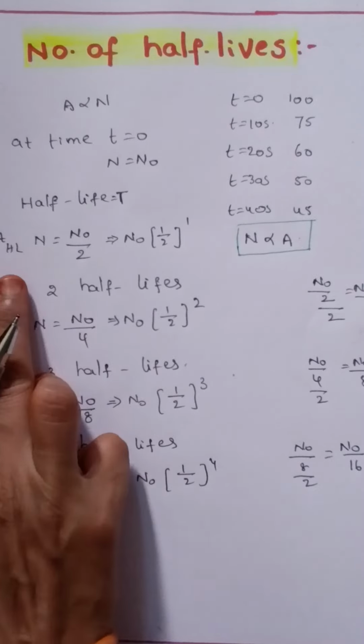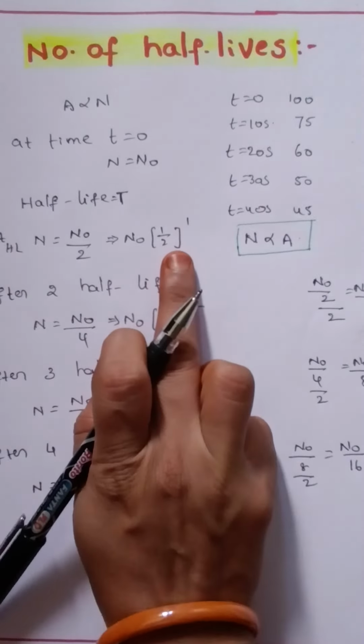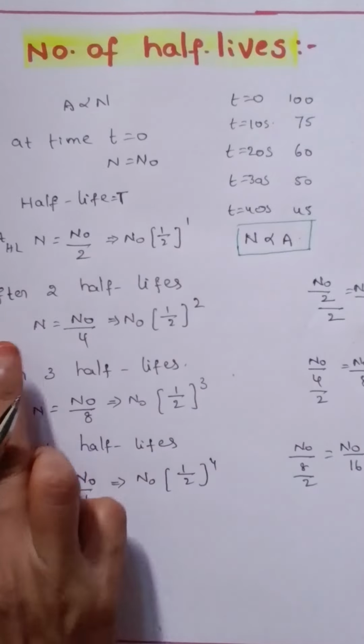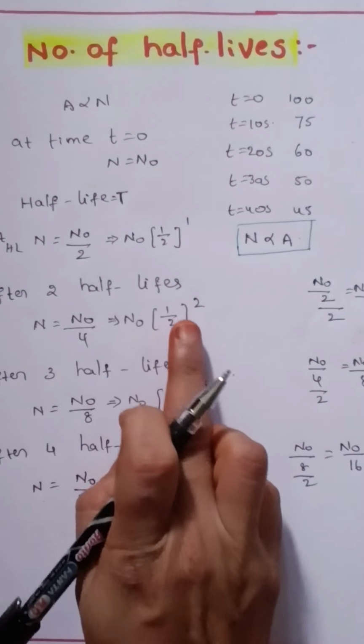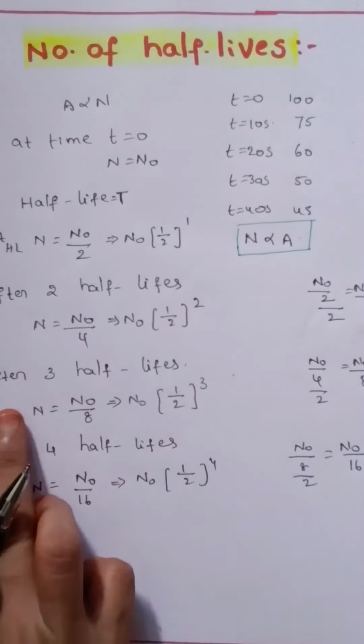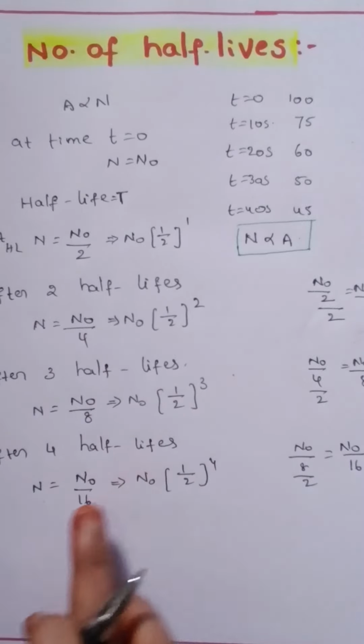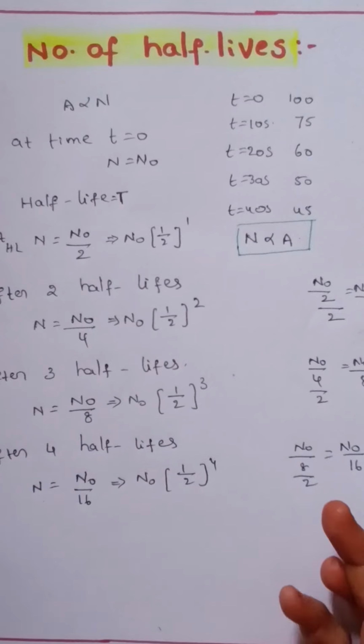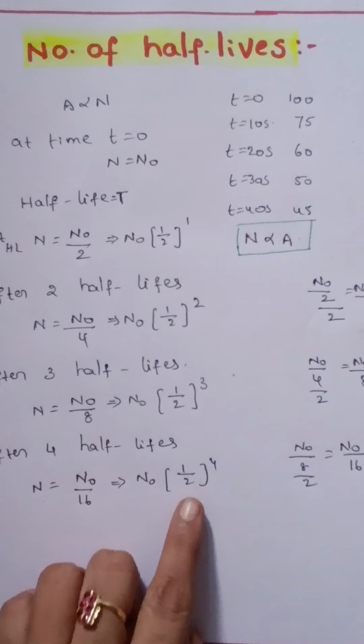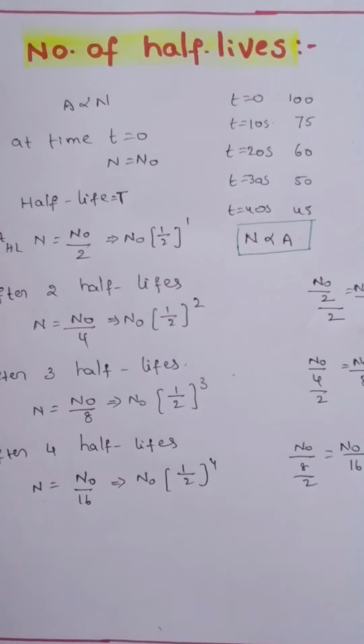So observe. After first half-life, N naught into 1 by 2 whole power 1. After second half-life, N naught into 1 by 2 square. After third half-life, N naught into 1 by 2 cube. After fourth half-life, N naught into 1 by 2 power 4. After fifth half-life, what we get? Obviously, N naught into 1 by 2 whole power 5. We'll get the half-lives continuously.